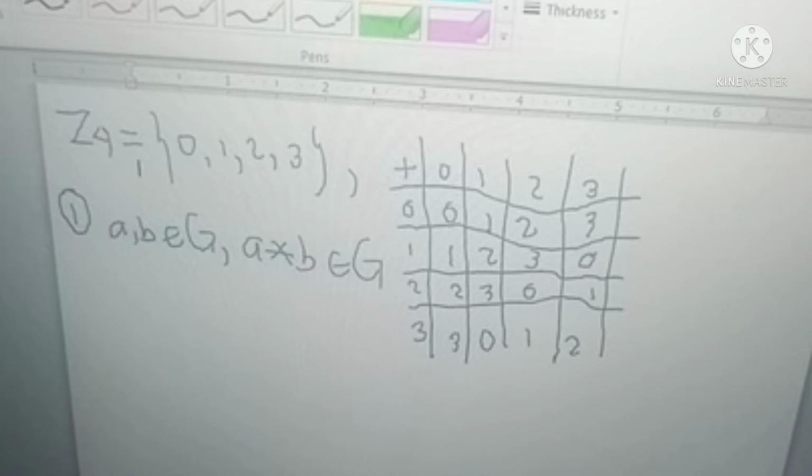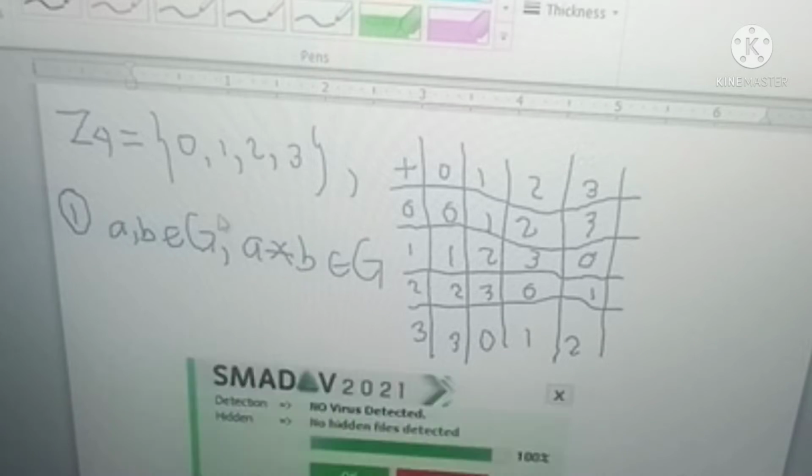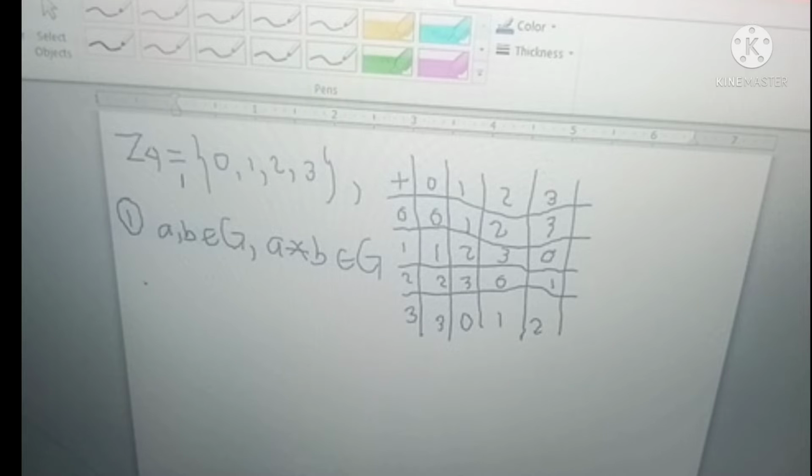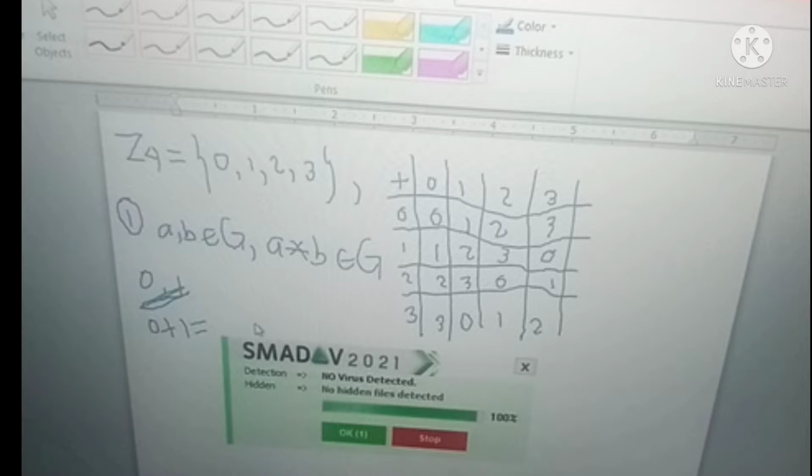Since we use a specific binary operation, which is addition, we are going to select two elements out of our group, and the result should come from the original group. So we take two elements, 0 and 1. Then we perform the binary operation, since this is addition: 0 plus 1. What is the result, and is it in the group?